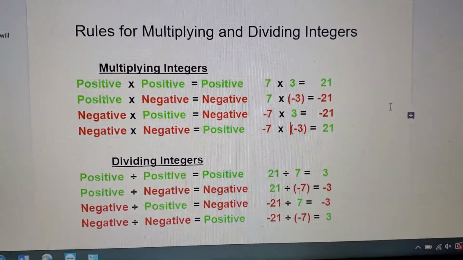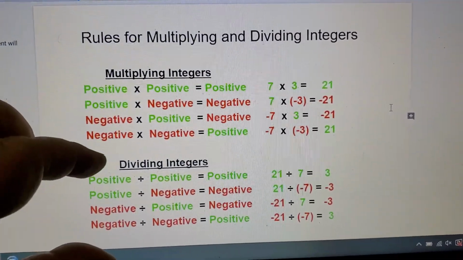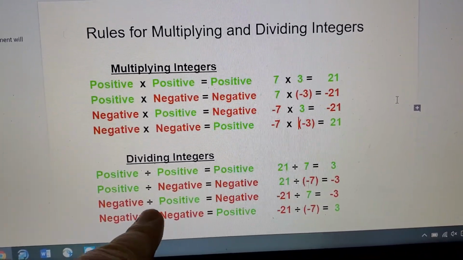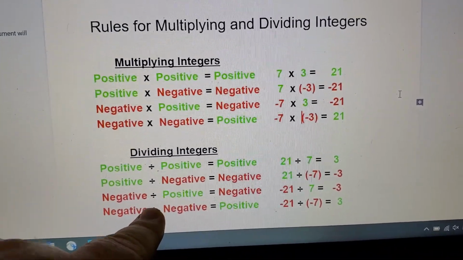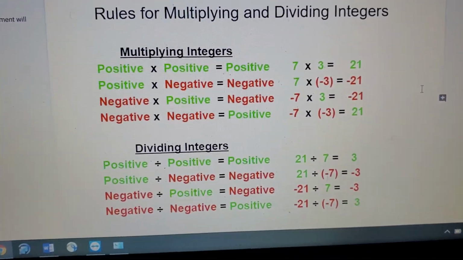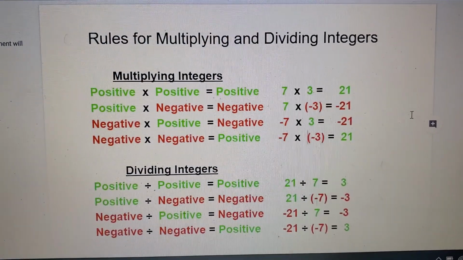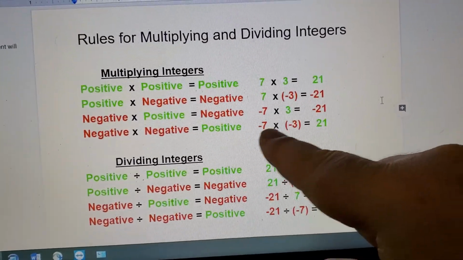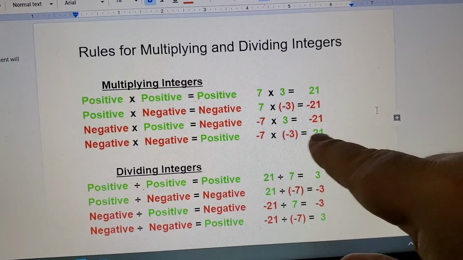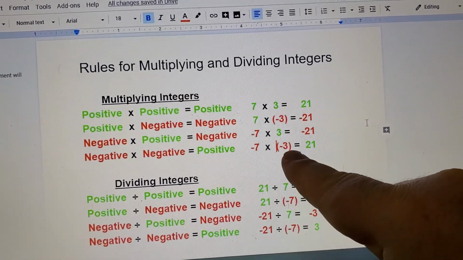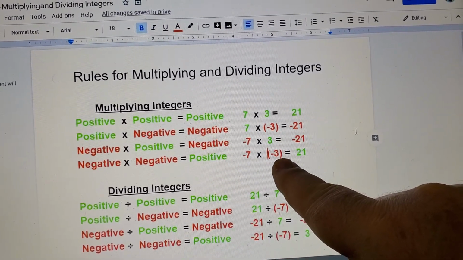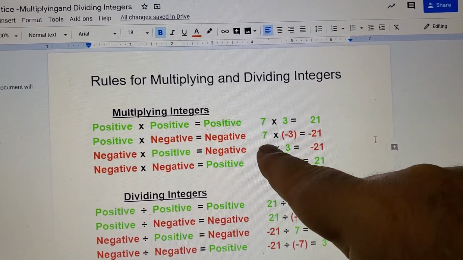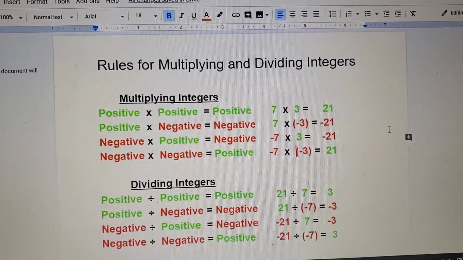If you remember this little bit, dividing is exactly the same. All I did is change the symbol and the problems, but the color scheme and the rules are the same. If the numbers you're working with have the same sign, your answer will be positive. You're still going to multiply 7 times 3. 7 times 3 is 21. But if the signs are the same, the answer is positive. If the signs are different, the answer is negative.